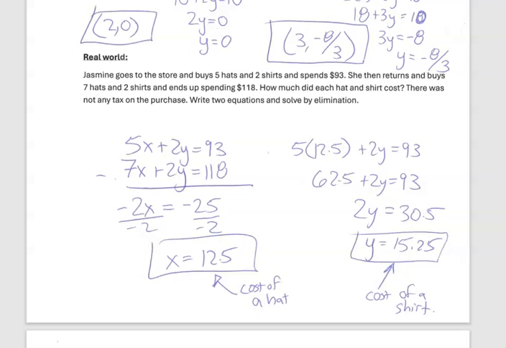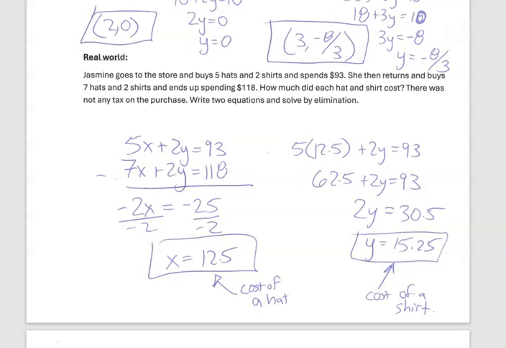Once again, you could have just switched all the signs on the bottom equation, got a negative 7x, a negative 2y, and a negative 118. That way you could have just added them rather than subtracting and being worried about negatives. When you solve this, you get x equals 12.5 and y equals 15.25.